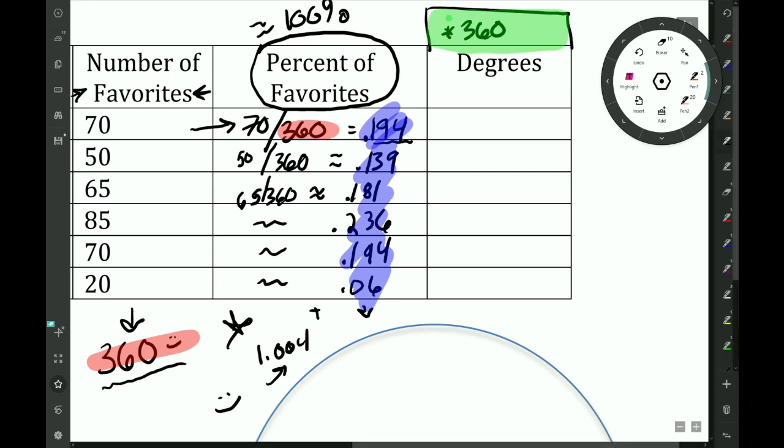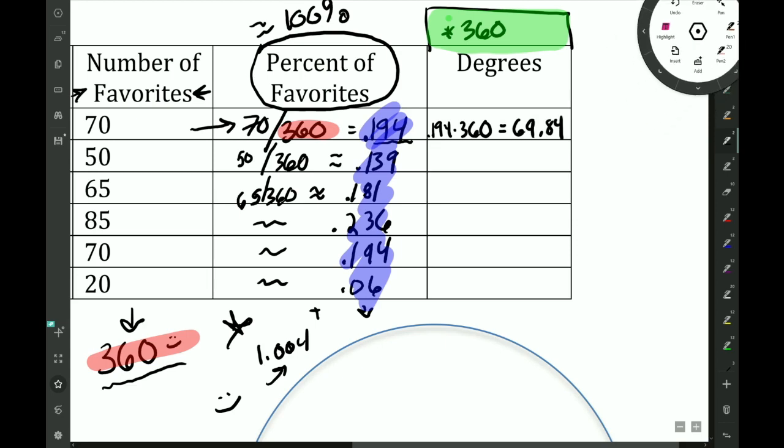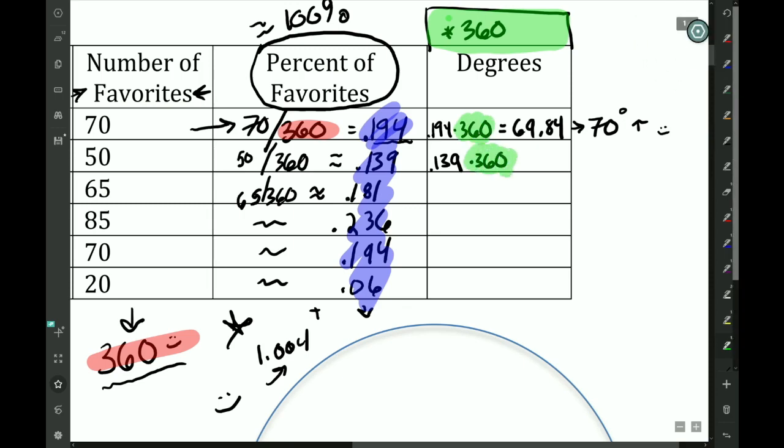Now, what happens when you take 0.194 times 360, you get 69.84. Again, I won't be too picky as to where you round that. I choose to round it up to about 70 degrees, and I'm going to mark that I rounded up, just to keep track of it. If you take 0.139 times, again, the 360 of a circle, I get roughly 50.04, which if I round down is about 50. So the idea is after all my rounding, I want to have about the same number that I rounded up as I rounded down. That will just make everything a little nicer for us.